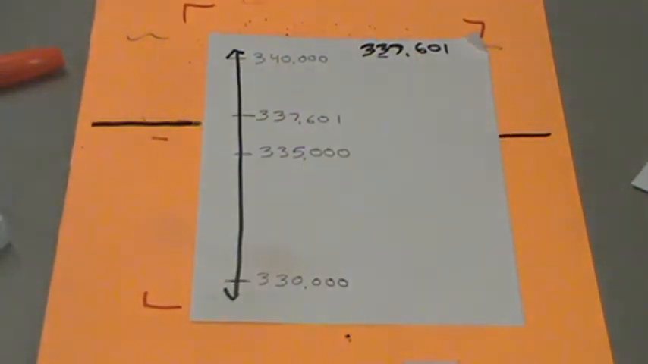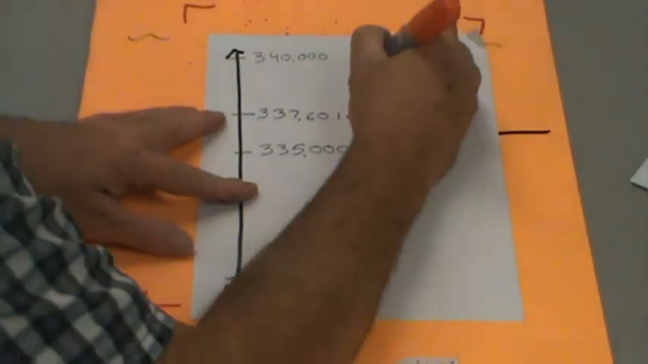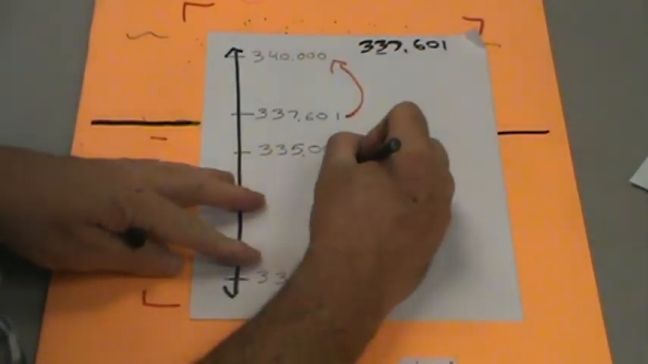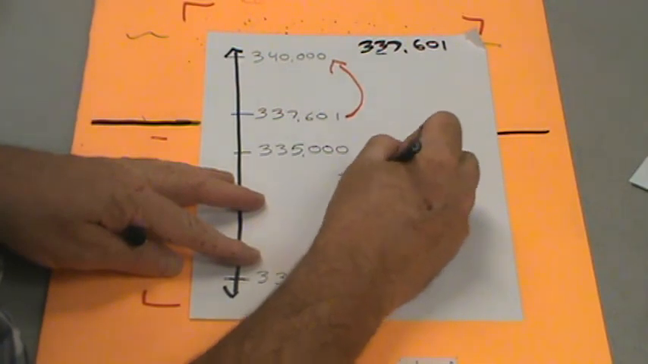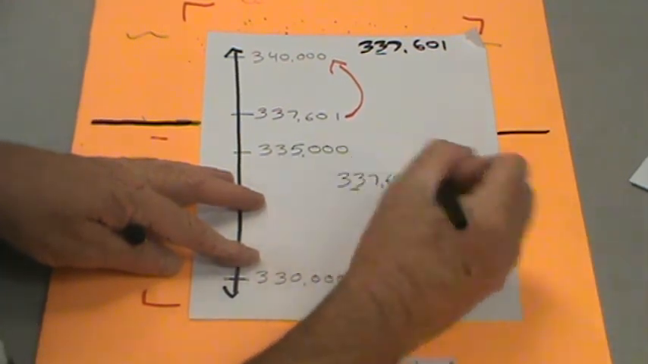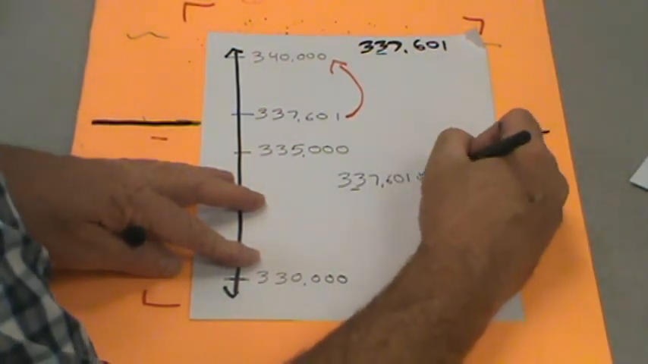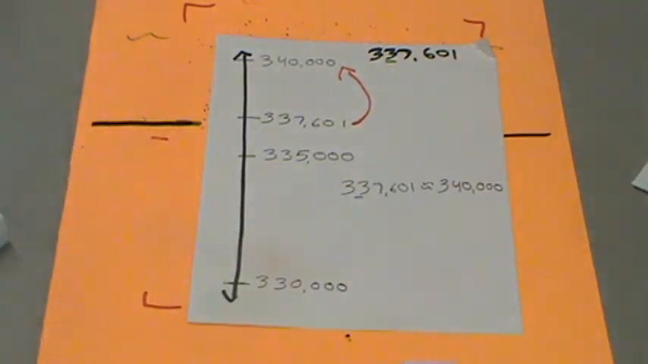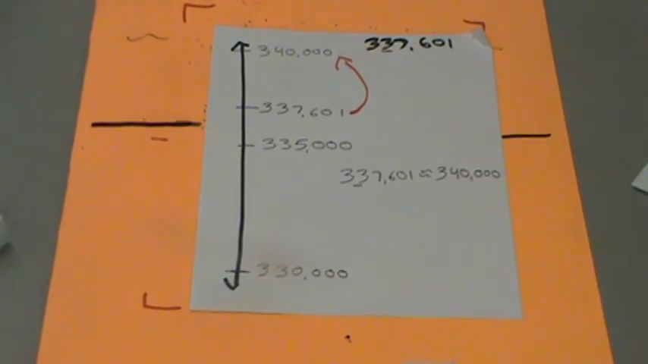It's 7,601. So clearly, we could say honestly and truthfully that we would round up if we were rounding to the nearest 10,000. So let's go ahead and make our little rounding symbol. And the reason I like doing this is because I like making that squiggly equivalent sign. So we could say 337,601 rounded to the nearest 10,000 place value is 340,000. Remarkable, is it not? It is.